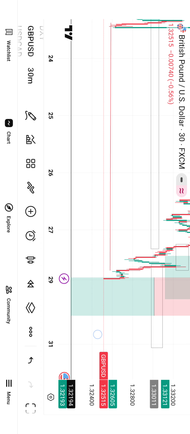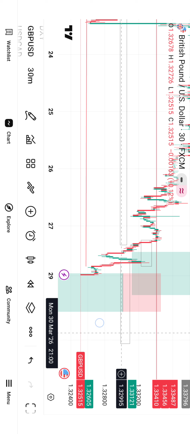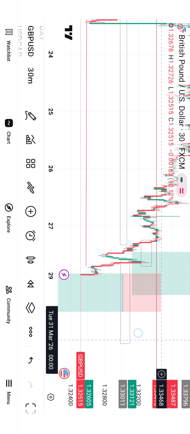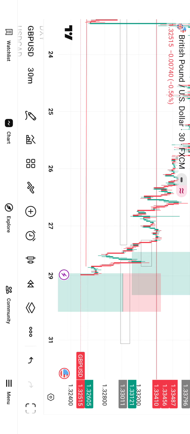And then we're going to be keeping an SL above this right here. Thank you. That's all for GBPUSD.